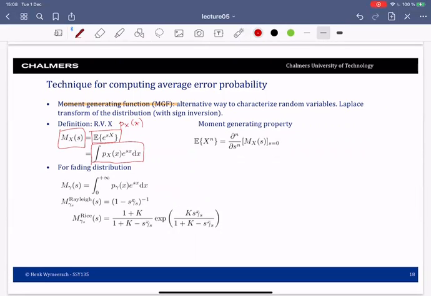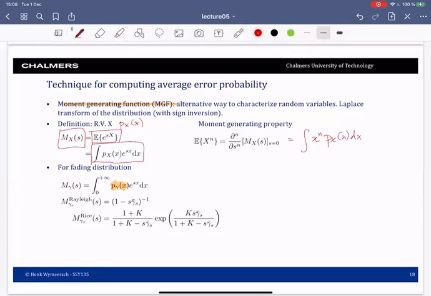It is called the moment generating function because it has this special property. If you take the moment generating function, take derivatives with respect to s and set s to 0, you obtain the moments. Now recall these moments are defined by the integral of x to the n times p of x dx. So that's why it's called the moment generating function. Now we can compute the moment generating function of any random variable. In particular, we can compute the moment generating function of the SNR.